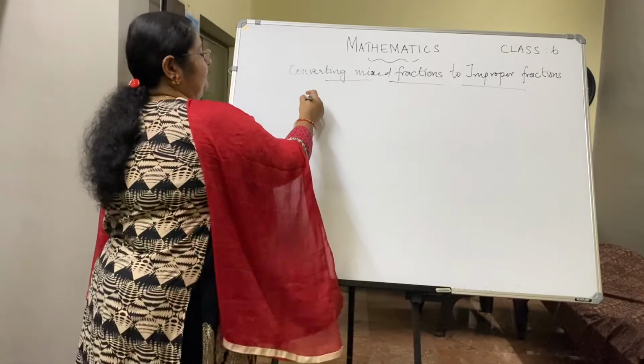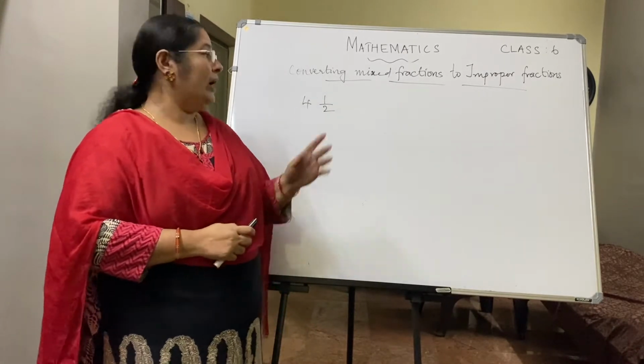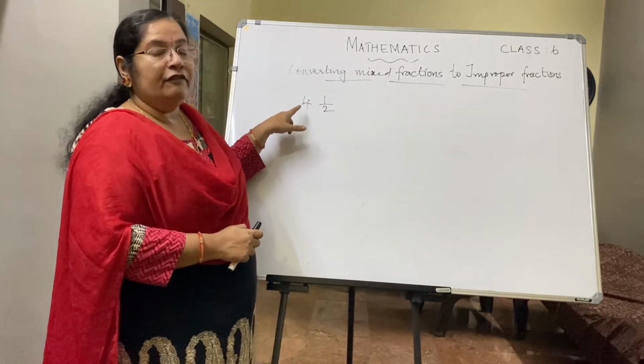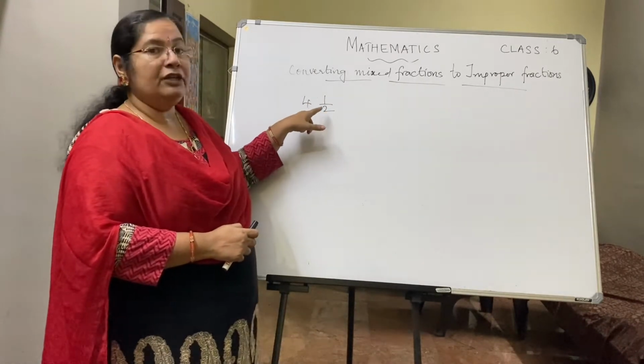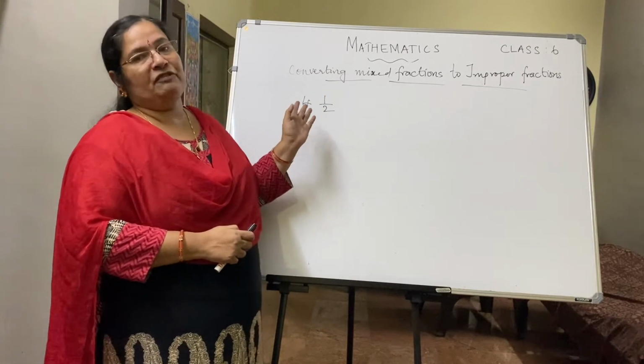Let us take, how do you read this? 4 1 by 2. So here you are having a mixed fraction 4 1 by 2, where 4 is a whole number part and 1 by 2 is a proper fraction part. Together we call this a mixed fraction.